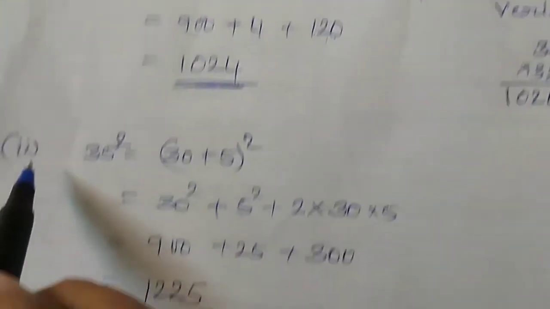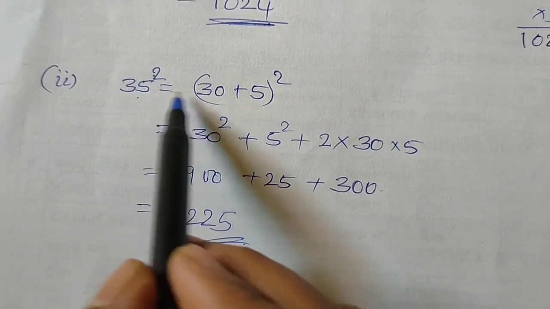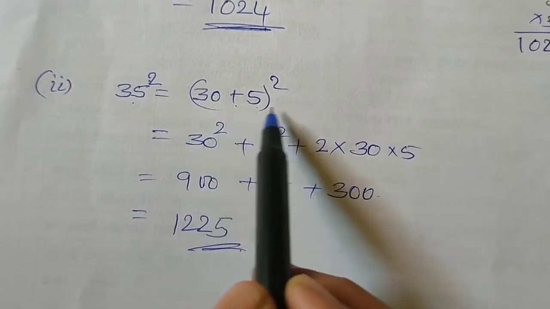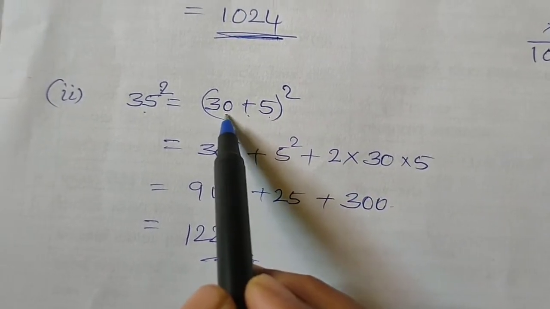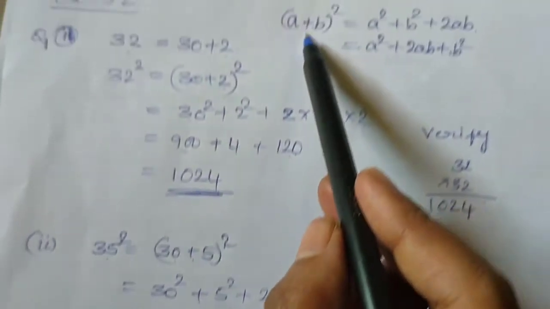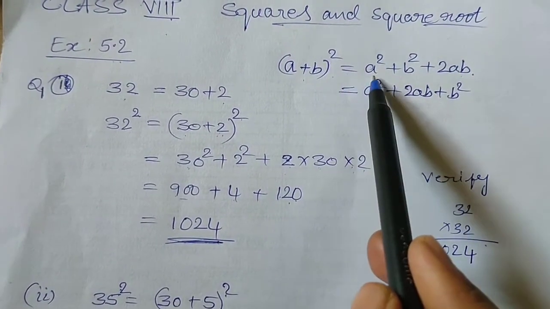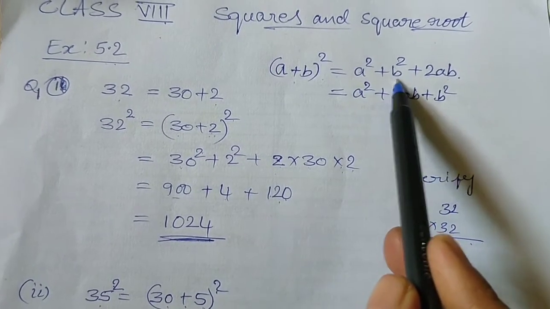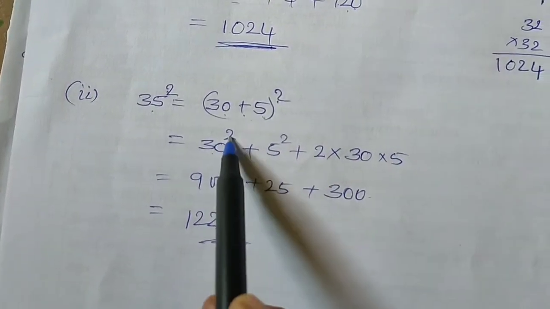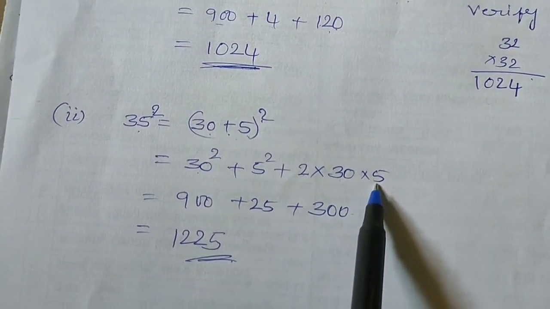Now coming to the second problem. That is what? 35 whole square, that is equal to 30 plus 5 whole square. So here also it can be in the form of a plus b whole square. That's why you can apply this formula again. a plus b whole square equals a square plus b square plus 2ab. So now here a is 30, b is 5, so a square plus b square plus 2ab.